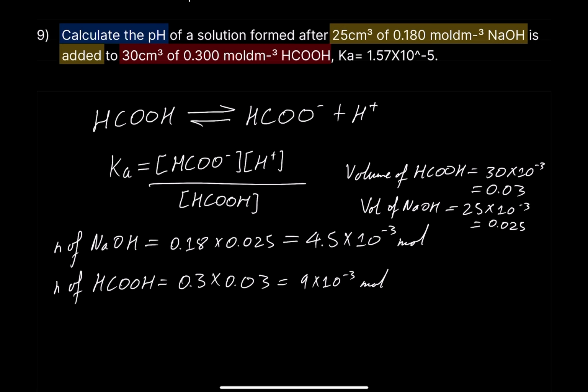We know that sodium hydroxide is a strong base, right? It fully dissociates into hydroxide ions in solution. Therefore, we can assume that the concentration of hydroxide ions is the same as the concentration of the unionized sodium hydroxide, right? So that's one assumption that we know, right?